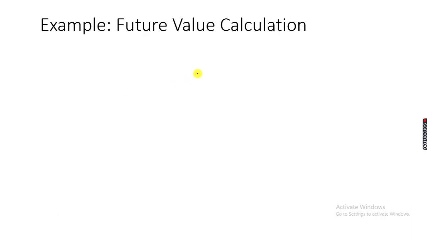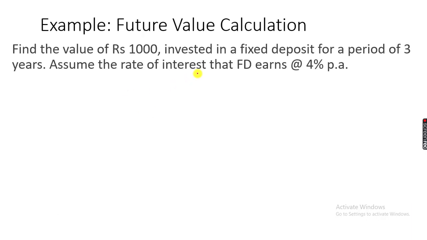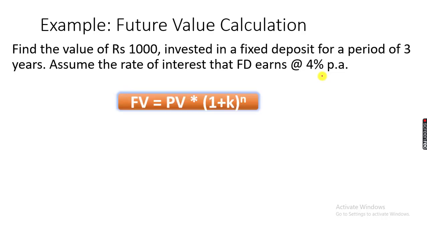The example for the future value calculation: find the value of ₹1000 invested in a fixed deposit for a period of 3 years. Assume the rate of interest that the fixed deposit earns is 4% per annum. Now, the first step here is to apply the formula. The formula to be used here is future value is equal to present value into 1 plus k to the power of n. Let us look at the values from the given example.